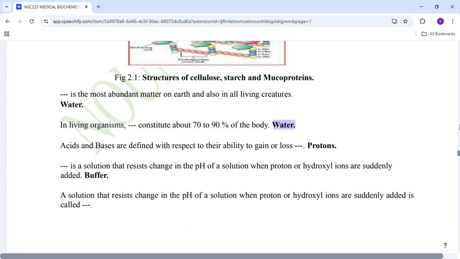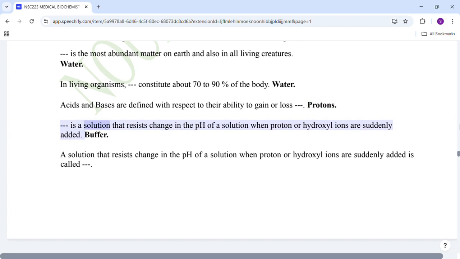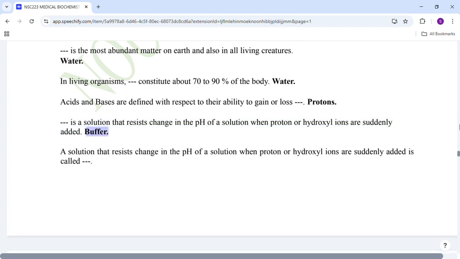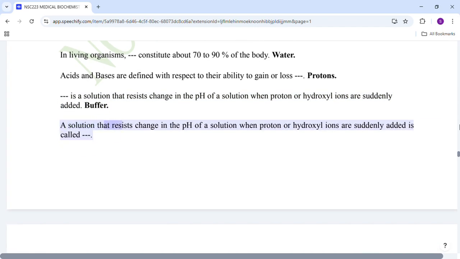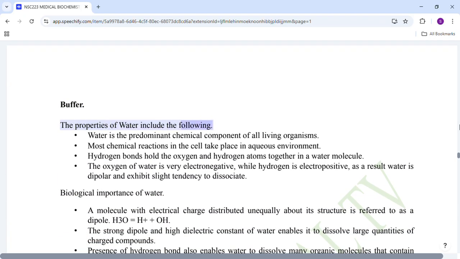Acids and bases are defined with respect to their ability to gain or lose protons. A buffer is a solution that resists change in the pH of a solution when protons or hydroxyl ions are suddenly added. The properties of water include the following.